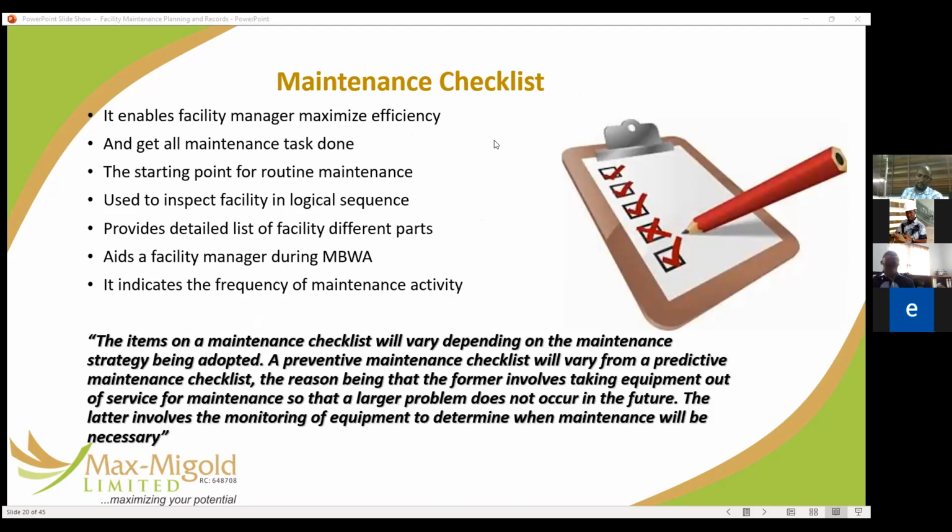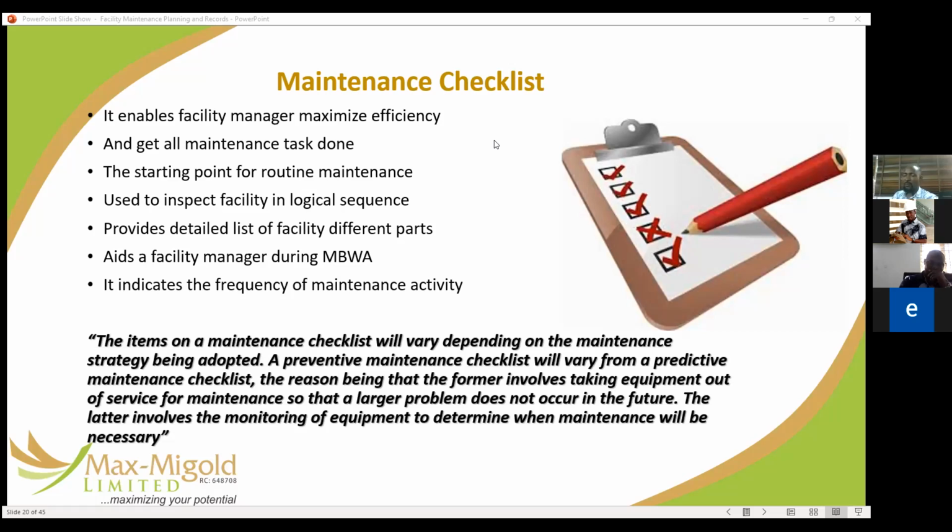Maintenance checklist. Why do you draw up a maintenance checklist? Either during planning, during execution, and after you have already performed your maintenance task. One, it enables the facility manager to maximize what we call efficiency. So before you step into performing a task, you know what is available and what is not available. Then it also helps you to get all maintenance tasks done, so you don't have anything left behind.